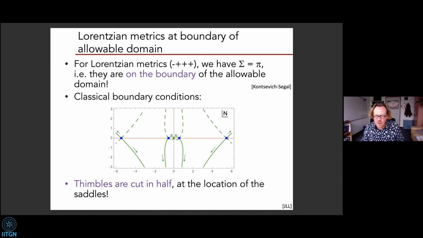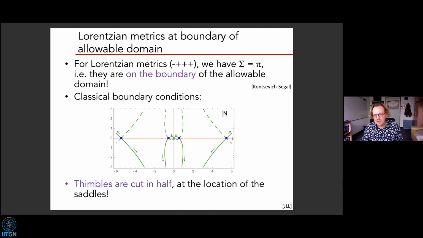And all of the real Lorentzian metrics are on this real n line, the line of real values of the lapse. But you see, this now is the boundary of the allowable domain. Whereas if you go into the upper half plane or the lower half plane, you go into the interior of the domain of allowable metrics. I have not shown what the full domain of allowable metrics is here. I want to just highlight one point, which is that with these classical boundary conditions, this splits the whole space of complex metrics already in two, because this boundary cannot be crossed.